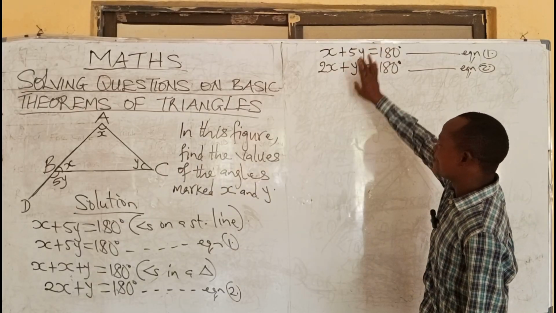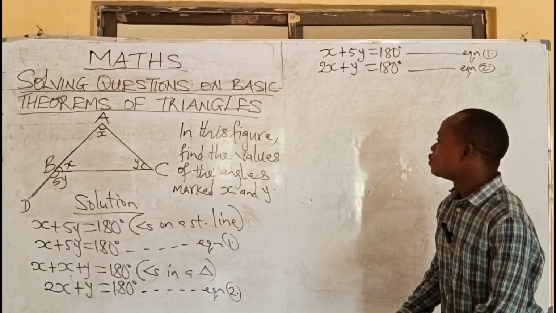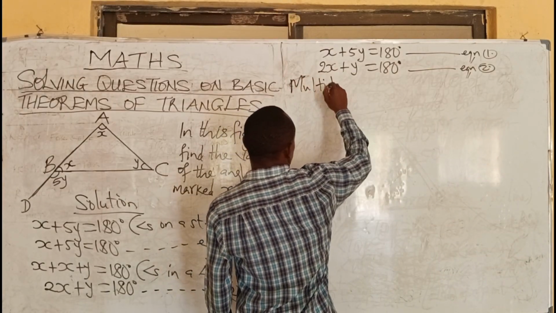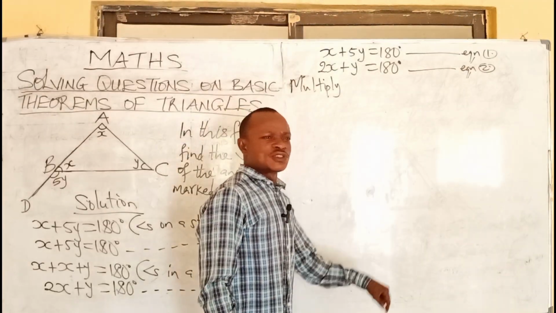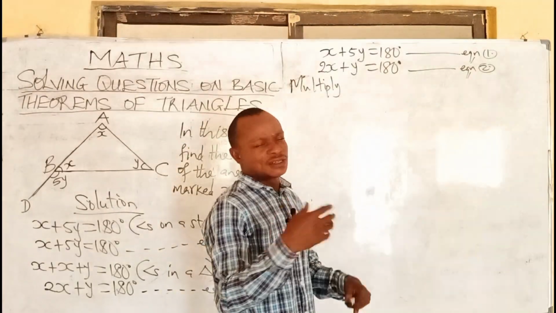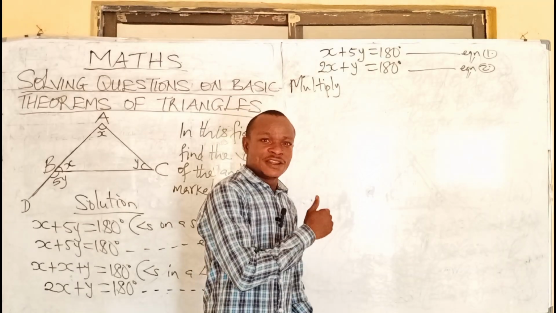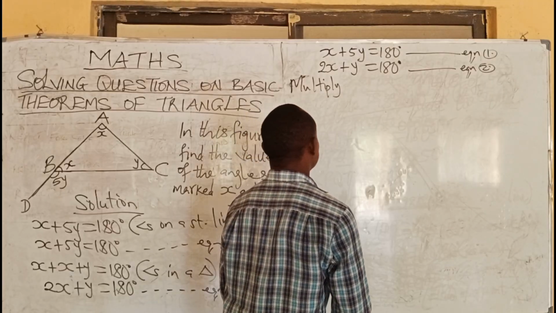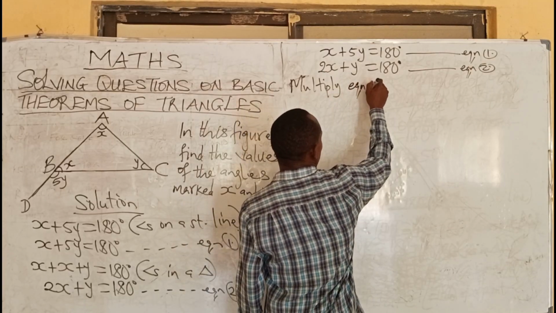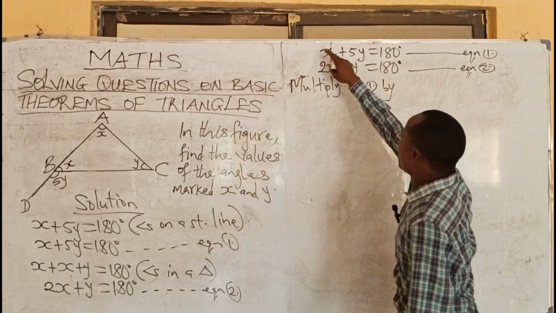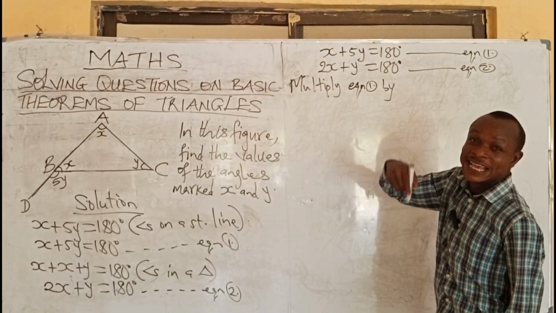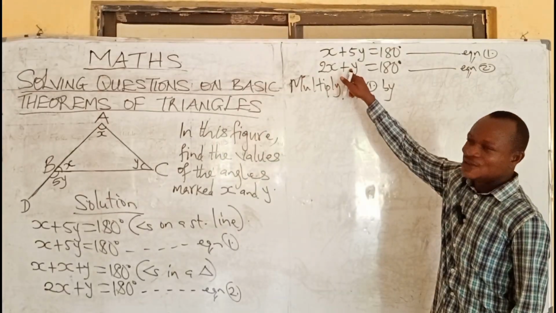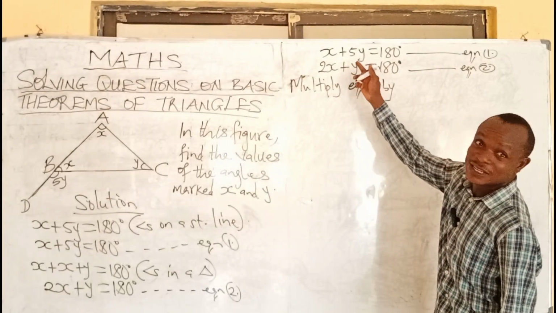Now, I want to get rid of y. I want to eliminate y. Remember, when you are using the elimination method, the variable you want to eliminate, you must make their coefficients the same. So we multiply equation 1 by the coefficient of y in equation 2. The coefficient of y in equation 2 here is 1. So if we multiply equation 1 by 1, it will still lead us to the same thing.